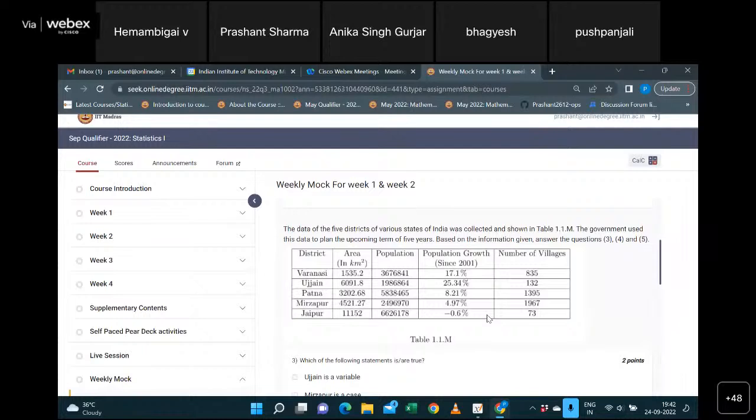Now come to the area. What should it be according to you? Should it be discrete data or continuous? Continuous. Why continuous? Am I audible? Yes, sir. Please tell me why area should be continuous? Any one of you can tell me. Because decimal values make sense in the case of area.